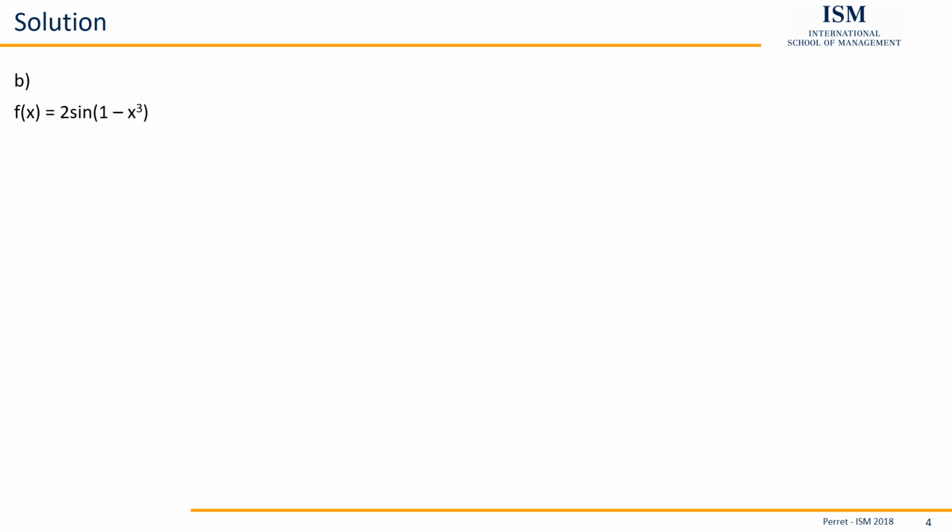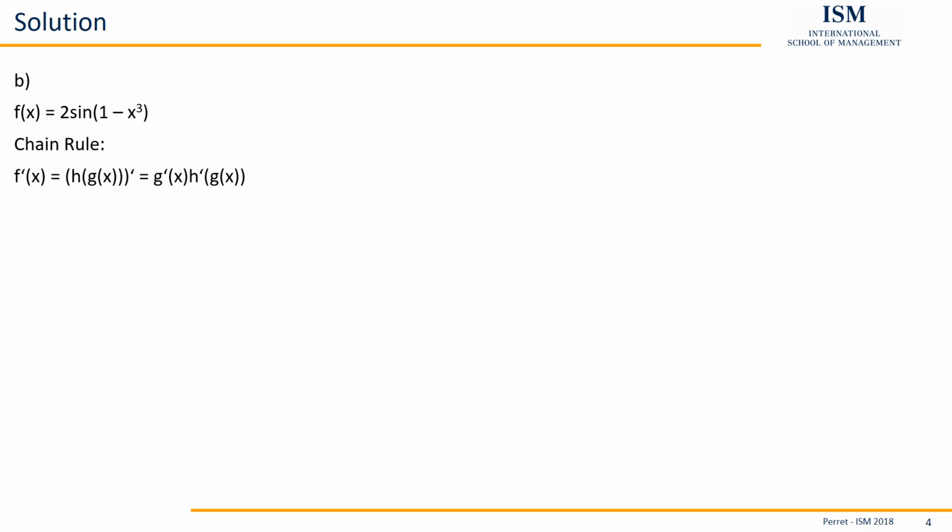The second function here was 2 times sinus 1 minus x to the power of 3. So the 2 is no problem. So the 2 is a constant. We can just disregard this and just write this before whatever the derivative of the second part is. However, with the second part, we have one function, the sinus function, which is applied on a second function. That's the 1 minus x to the power of 3. So what we need here is the chain rule.